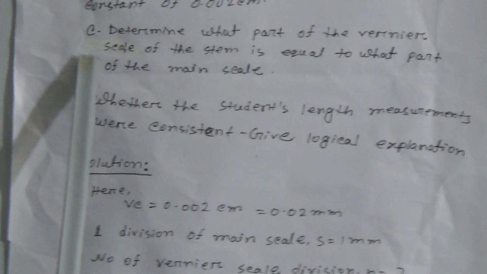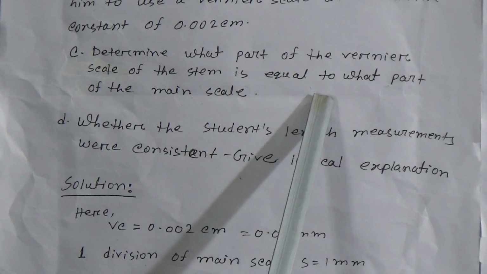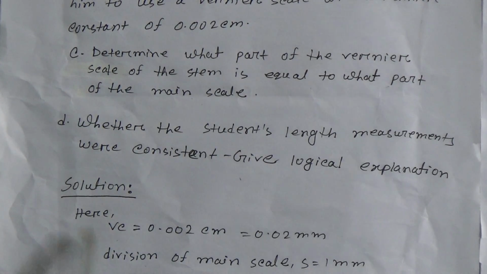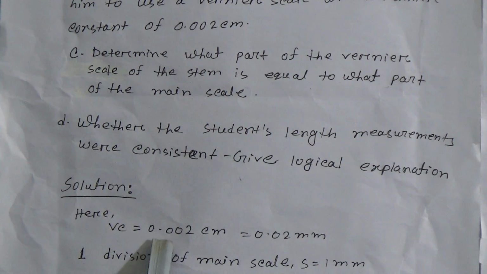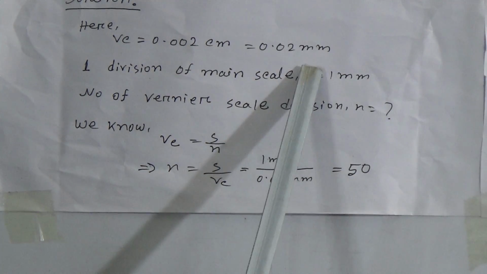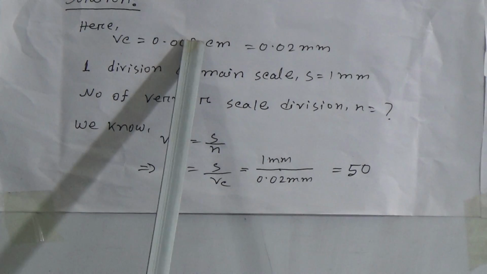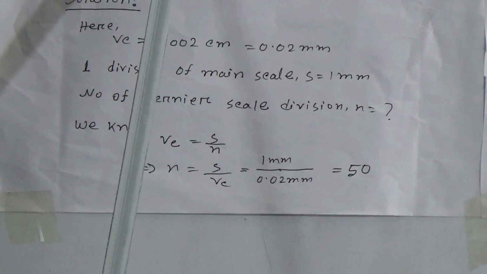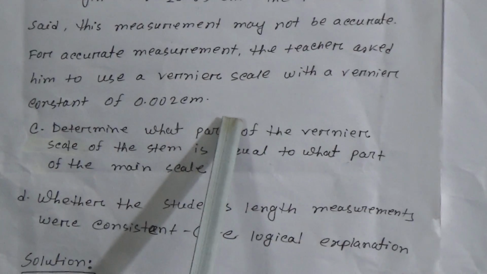Now, C. Determine what part of the vernier scale of the stem is equal to what part of the main scale. The solution: the given vernier constant, VC, is equal to 0.002 cm. We convert centimeter to millimeter, then we get 0.02 millimeter. This is our given value.